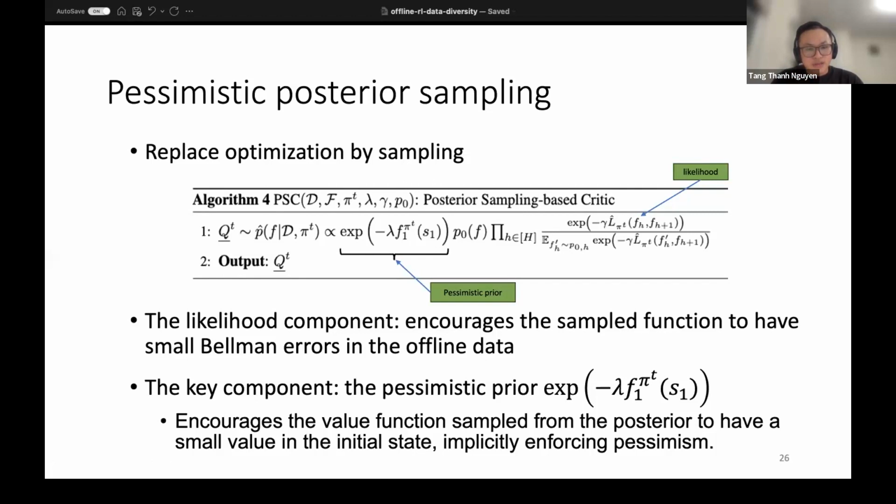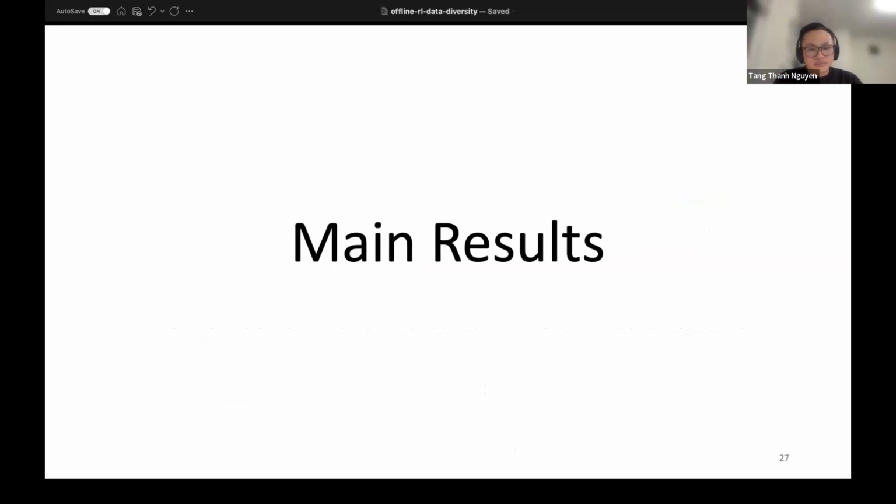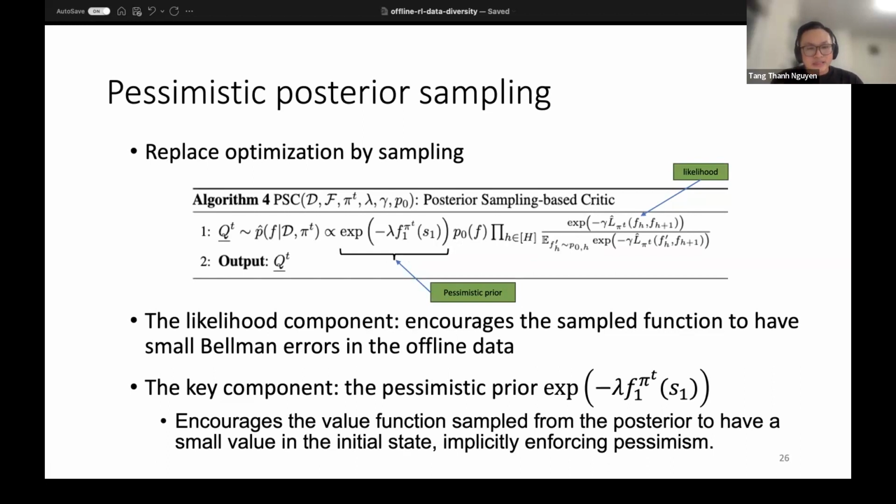and makes it a provable offline algorithm is the new component, the first term, the pessimistic prior. The pessimistic prior here is basically just the exponential of minus lambda times f, the value function at the initial state. So the pessimistic prior basically encourages the functions sampled from it to have small value at the initial state. So in fact, implicitly we enforce pessimism through the sampling, by design of this posterior with the pessimistic prior. So that's basically the unified algorithmic framework that we presented.